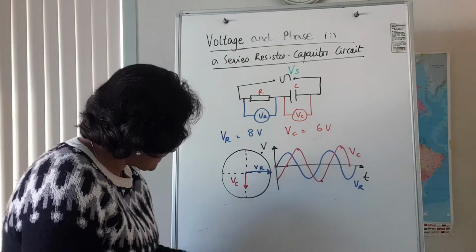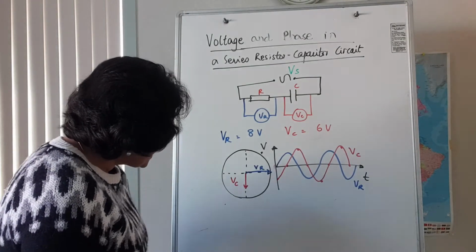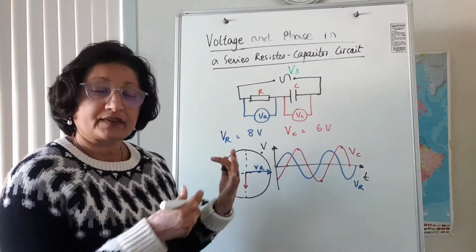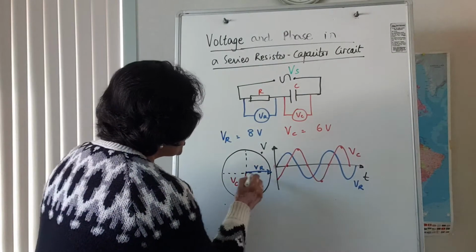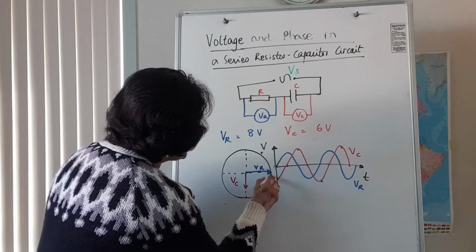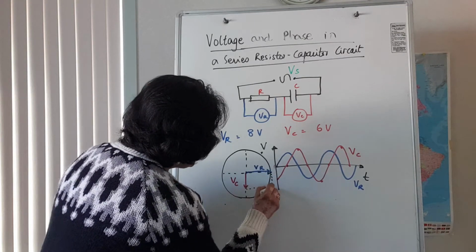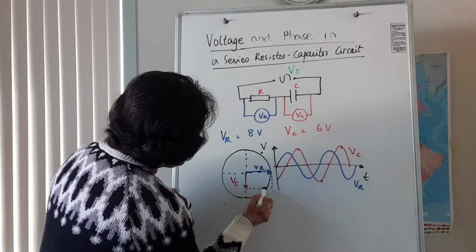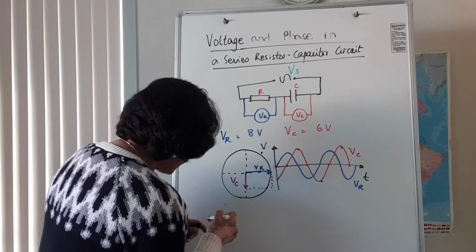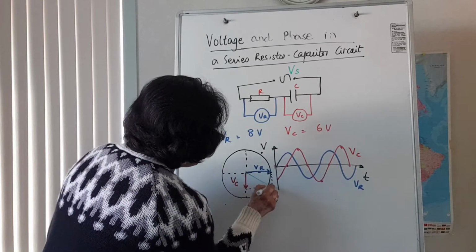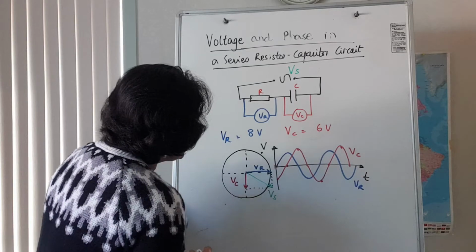So how do you add them vectorially? One way is by using the parallelogram of vector addition. These are two sides of the parallelogram, and you complete it, so that this line is parallel to the red and this dotted line is parallel to that, and your supply voltage is the diagonal. So that's your supply voltage.